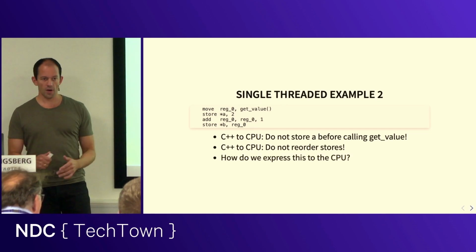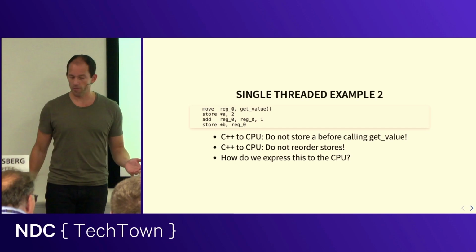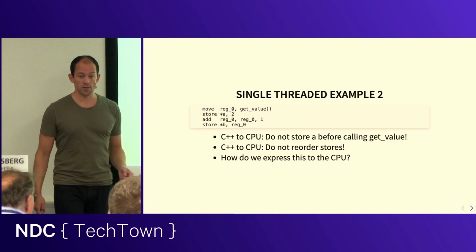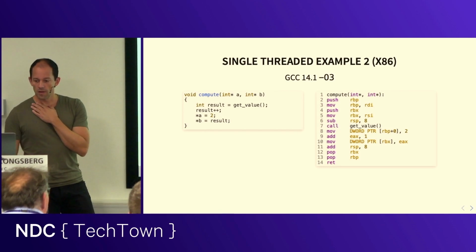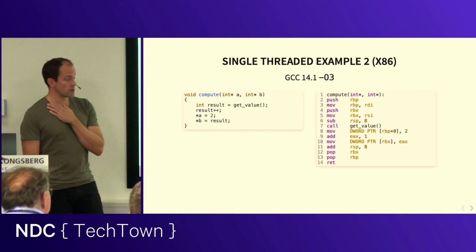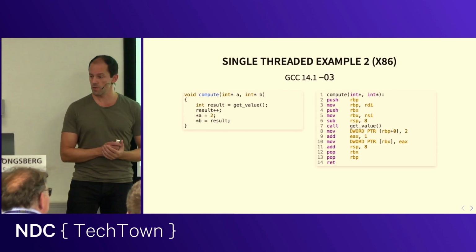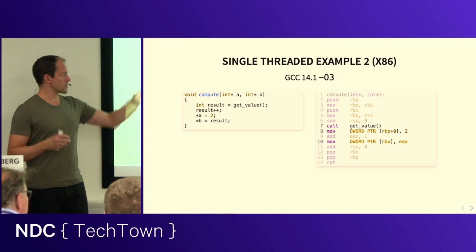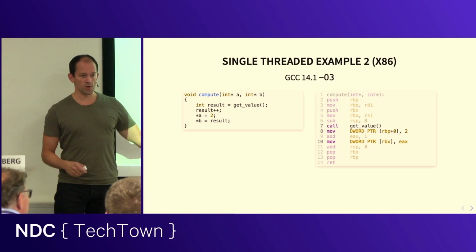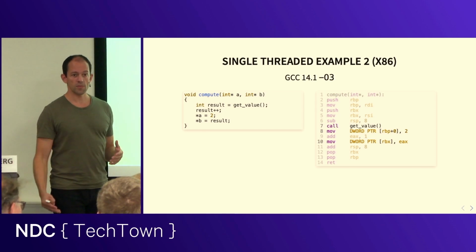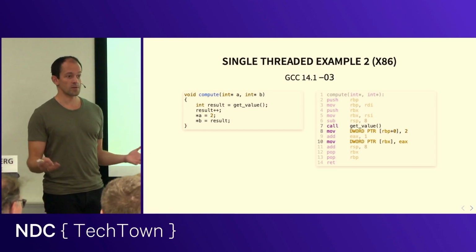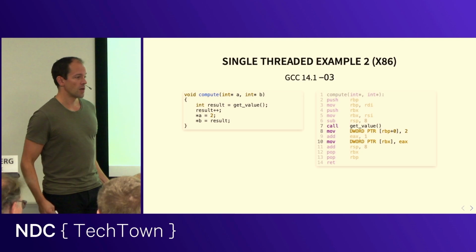And how do we express that to the CPU, right? The compiler has to be sure that this doesn't happen. So how does it do that? Well, let's see what GCC does. I just compiled this again with GCC 14.1 on O3. And there's nothing special here. It's just a function call and a couple of moves. So there's no C++ telling the CPU anything about what it cares about ordering.